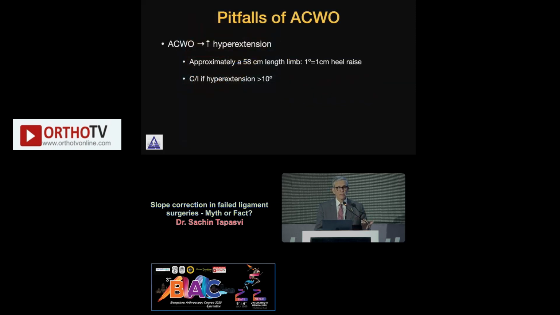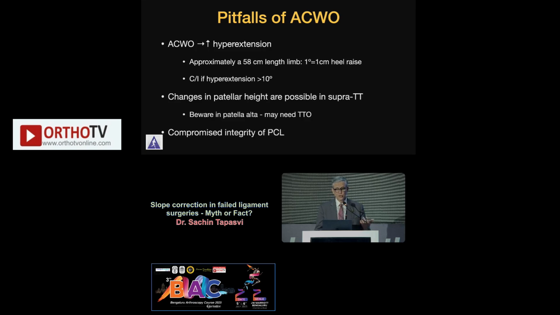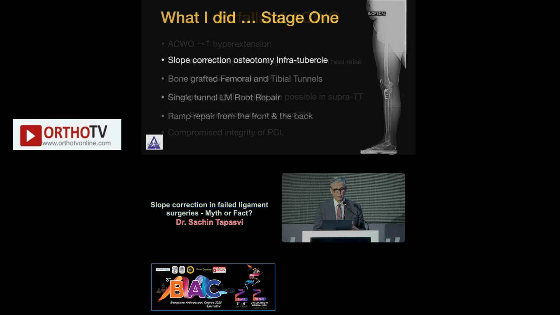Always remember that if you have hyperextension, then for every degree of slope correction that you do, you will increase the extension in a certain way. So if someone starts off with a flexion contracture, that's good. But if someone has a pre-existing 15 to 20 degrees of hyperextension, you are more likely to make it worse. That's why I do not prefer to do a supra-TT, because then you may cause further problems.